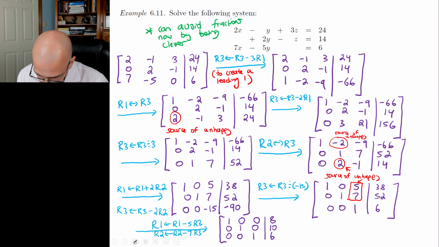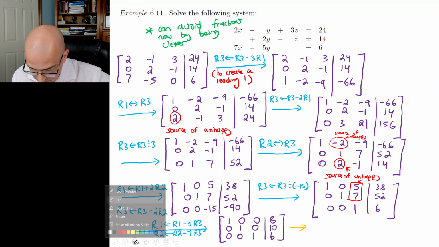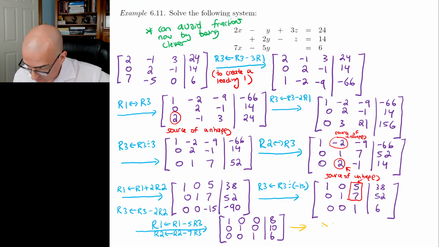We'll use a red arrow. So our solution is, where's my bracket? Our solution is x is equal to 8, y is equal to 10, and z is equal to 6.